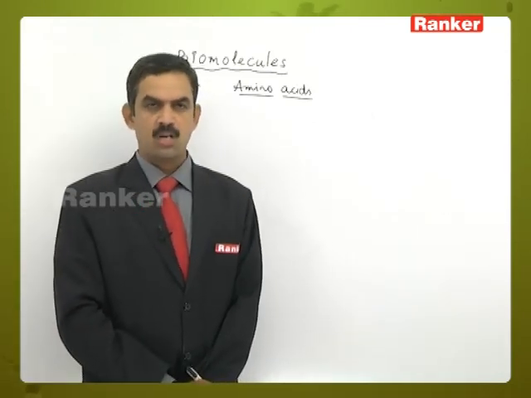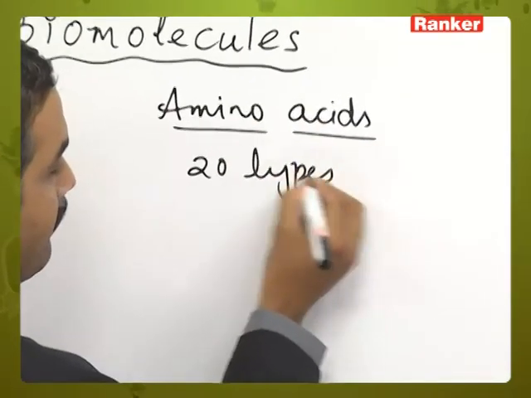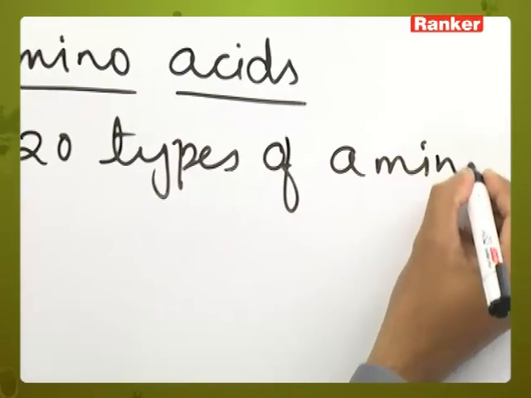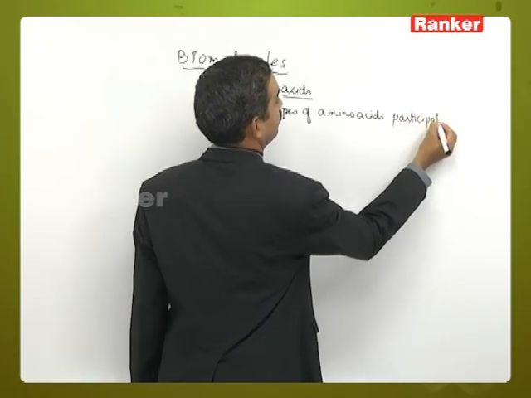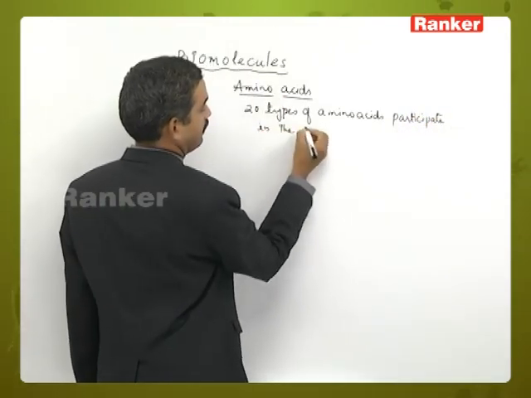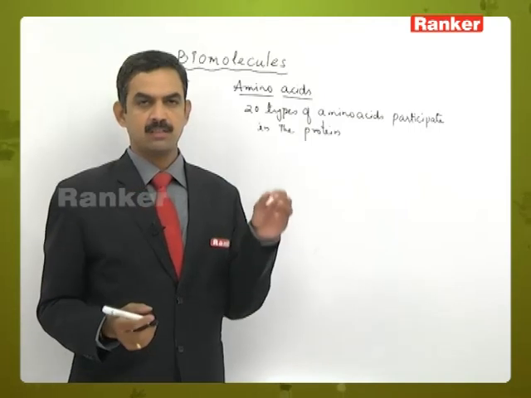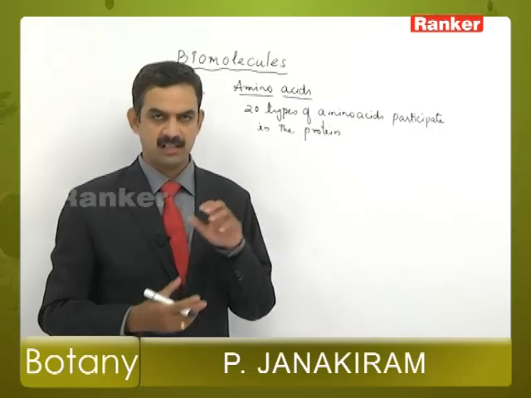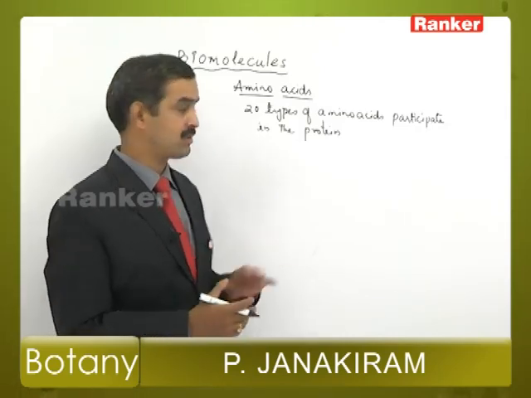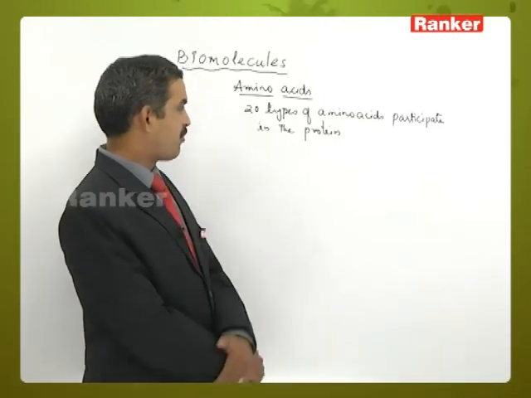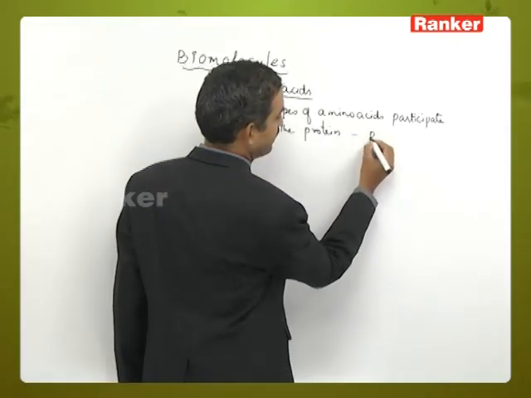In a plant cell or any living cell, 20 types of amino acids participate in protein formation or protein synthesis. Apart from these 20 types, the living cells also contain other amino acids. Those are called non-protein or non-coded ones. These 20 types of amino acids which participate in the formation of protein are called protein amino acids.